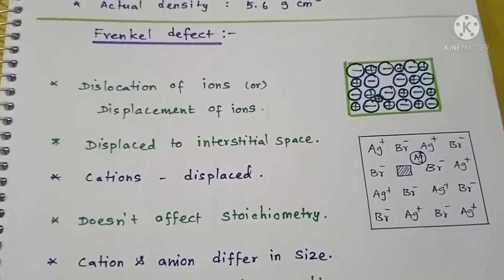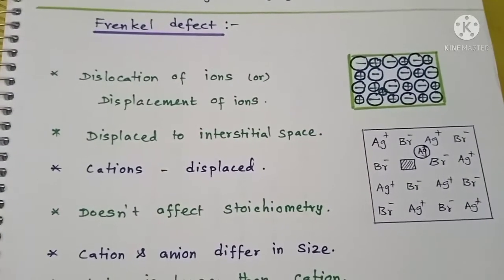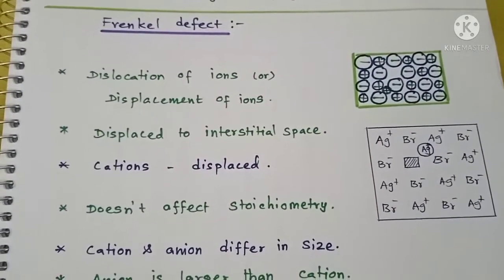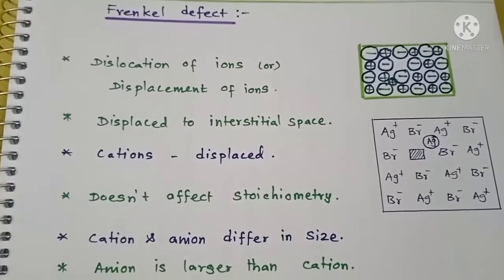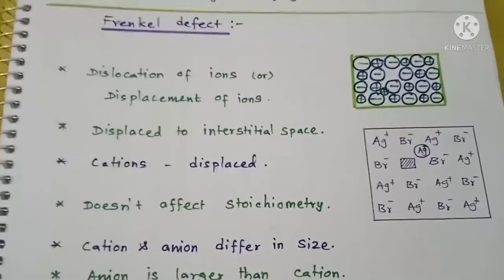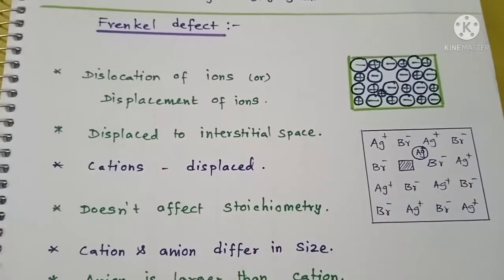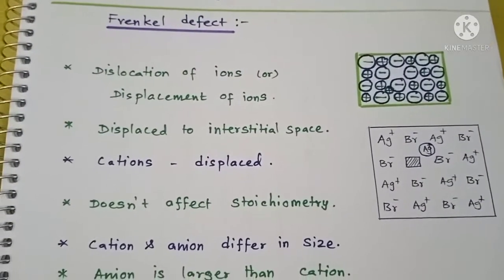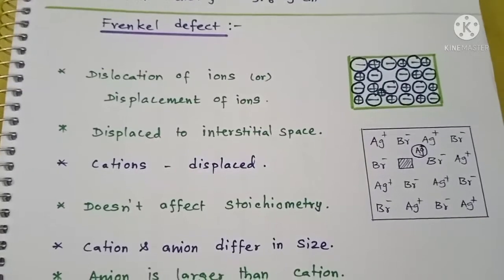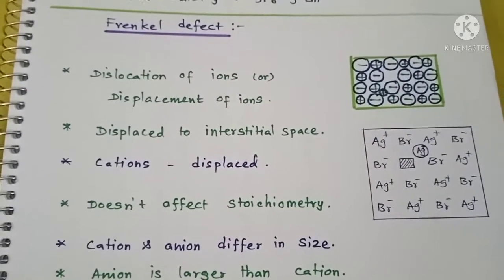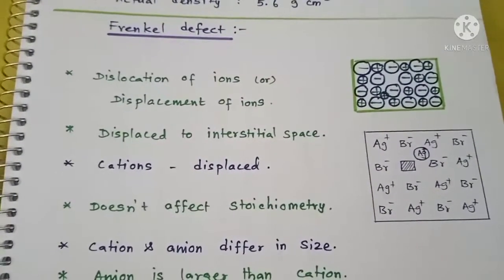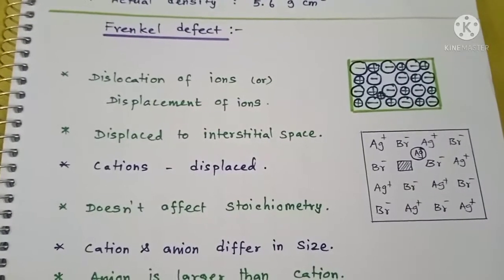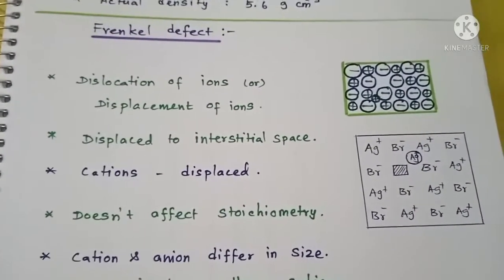If an ion from its original position moves to some other place, then that type of defect is what we call a Frenkel defect. The ion which is displaced goes to the interstitial space. So what is interstitial space? It's nothing but the space between the ions or particles, isn't it? Normally we call it interatomic space.